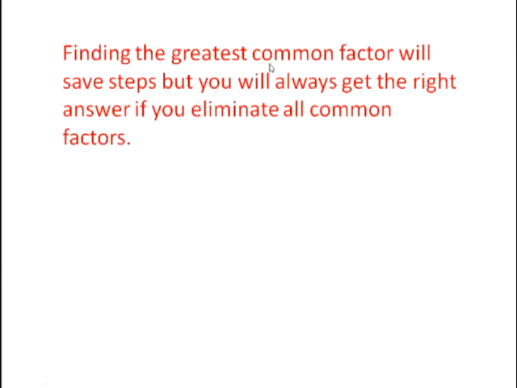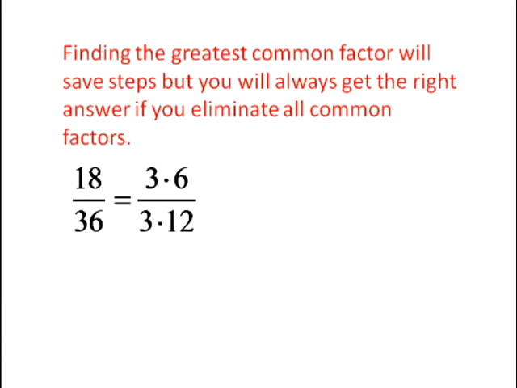Okay, so again, greatest common factor will save steps. But if you just eliminate common factors, you'll get the right answer. Let's try one, 18 over 36. Okay, when I think of 18, I think of 3 times 6. Maybe you think of 2 times 9, that would work too.